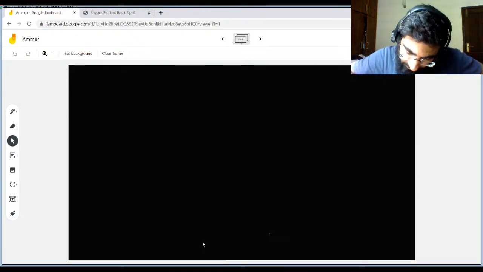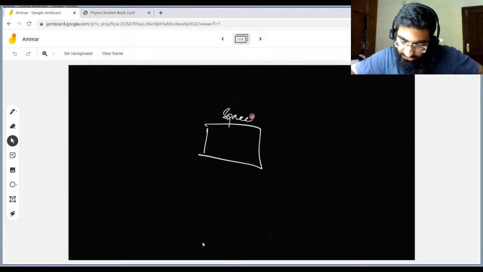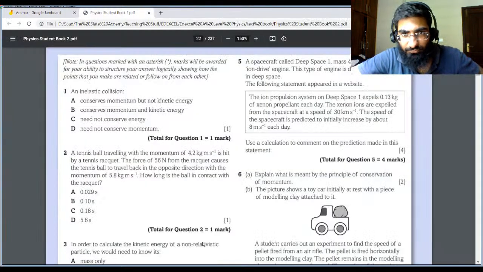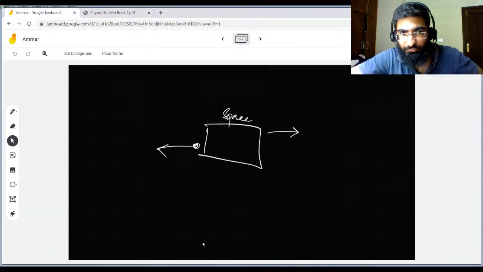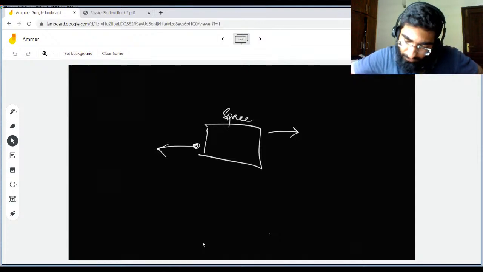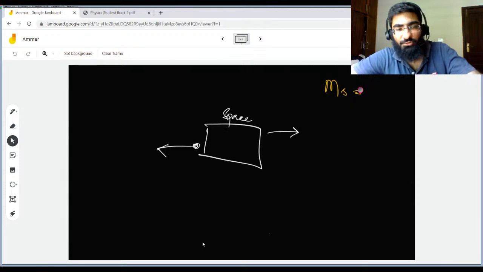Okay, so here, there's nothing on slide 2. There's this spacecraft. It's moving in this direction, and at a certain point of time, it starts releasing these ions, whatever they are. All right. Mass of spacecraft is how much? Mass of spacecraft is 4.